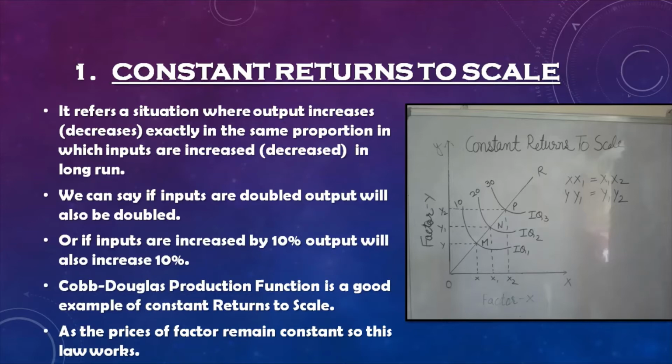As you are able to see, to increase output from 10 to 20 units, the producer has to increase factor x and factor y. And if the producer wants to increase production further, from 20 to 30 units, again he has to increase both factors, but the amount is the same, as x1 is equal to x1 x2 and y1 is equal to y1 y2.